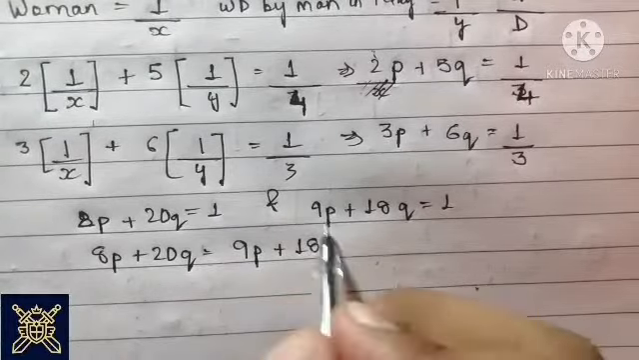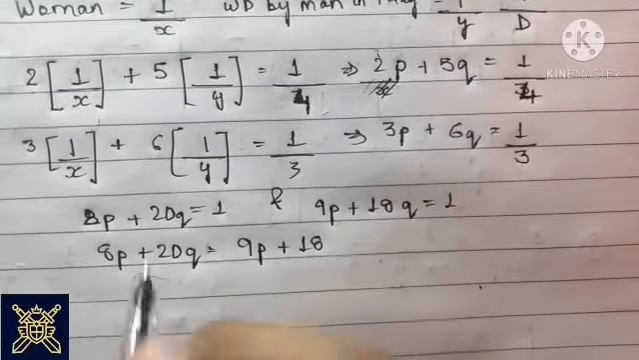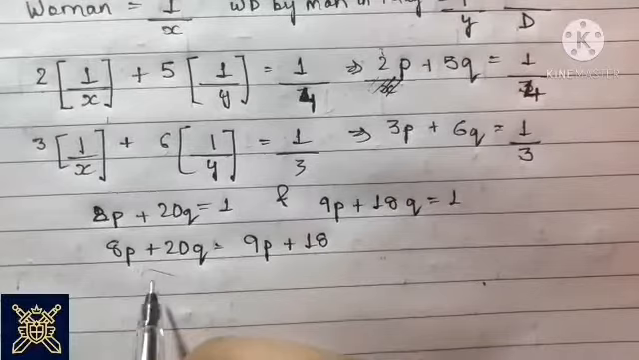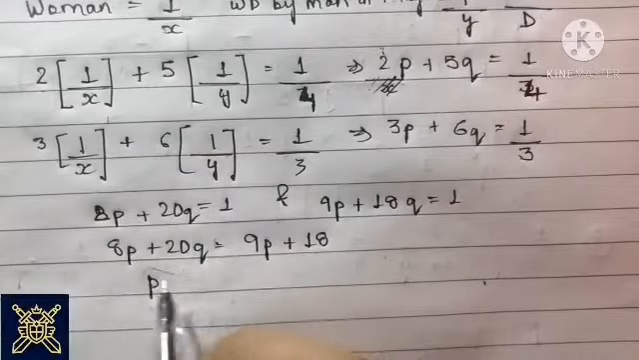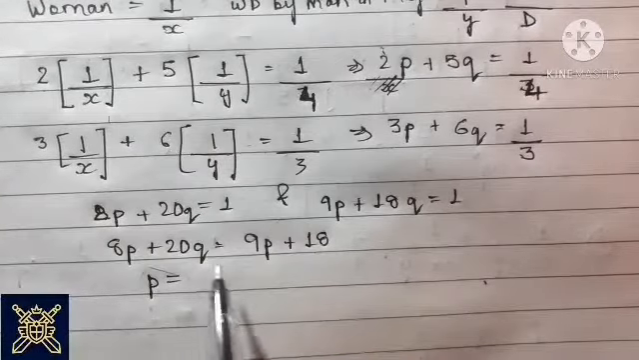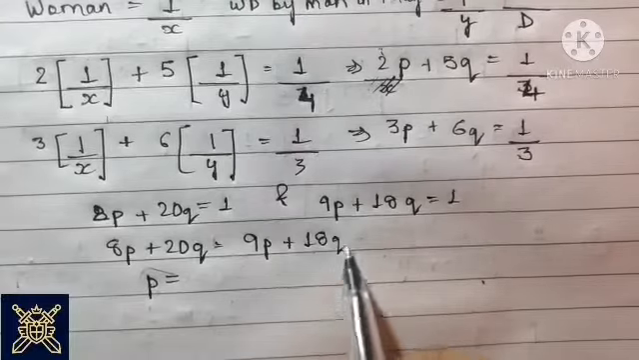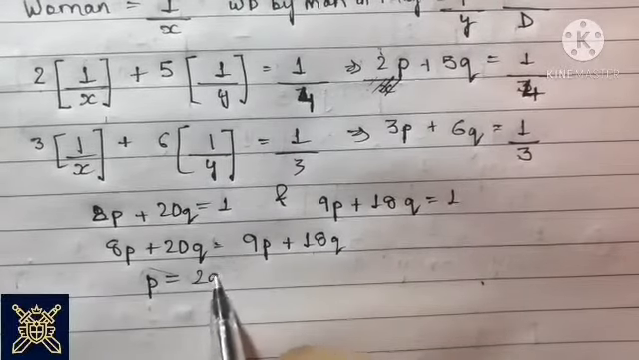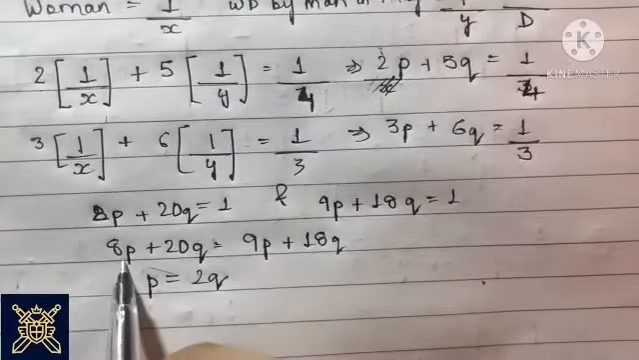So 8p plus 20q is equal to 9p plus 18q. 18 over that side and p over that side. So what you get is 9p minus 8p is p is equal to 20q minus 18q, that is 2q. So p is equal to 2q is what you get.